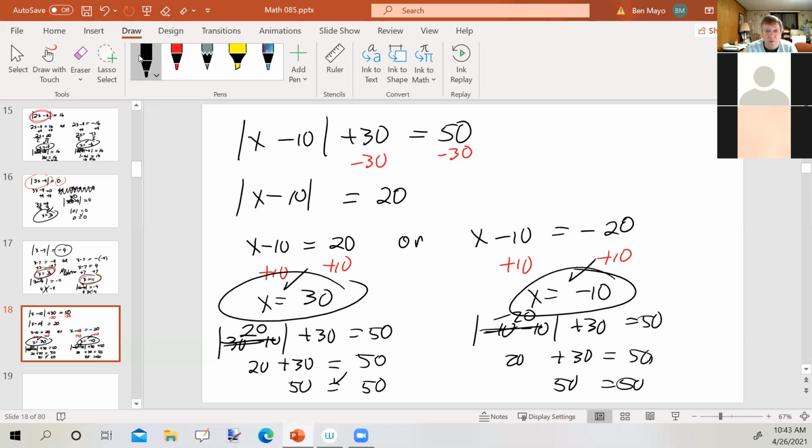But the important thing was we first had to isolate the absolute value term before we split it up into two possible equations. All right, let's say we've got this scenario.